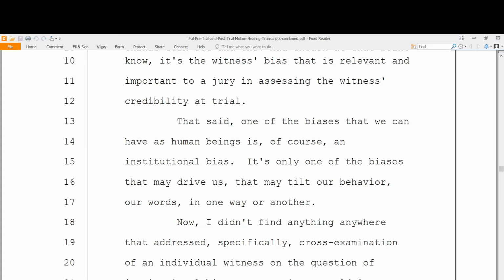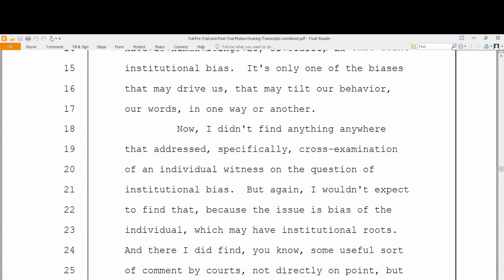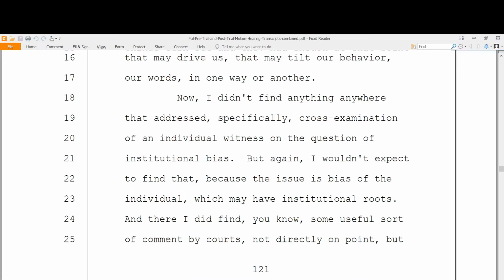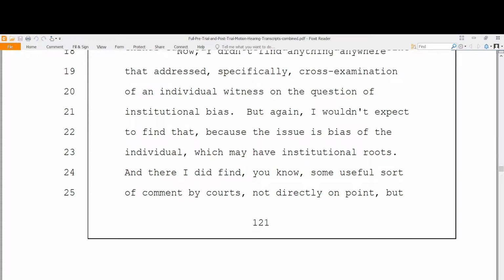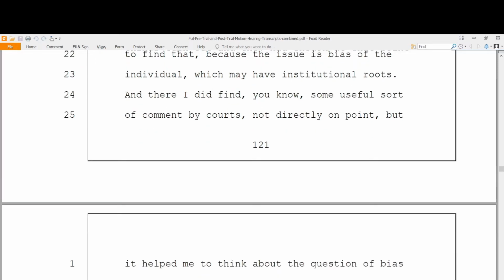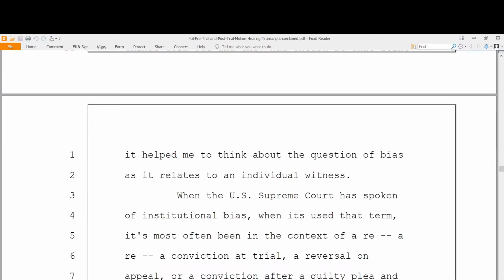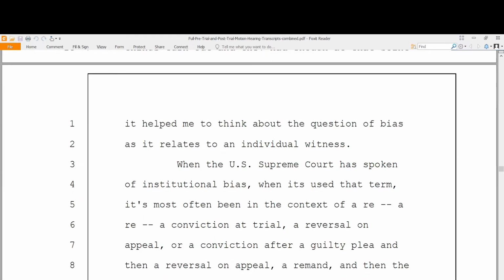It's only one of the biases that may drive us, that may tilt our behavior, our words, in one way or another. Now, I didn't find anything anywhere that addressed specifically cross-examination of an individual witness on the question of institutional bias. But again, I wouldn't expect to find that, because the issue is bias of the individual, which may have institutional roots. There I did find some useful comment by courts, not directly on point, but it helped me to think about the question of bias as it relates to an individual witness.